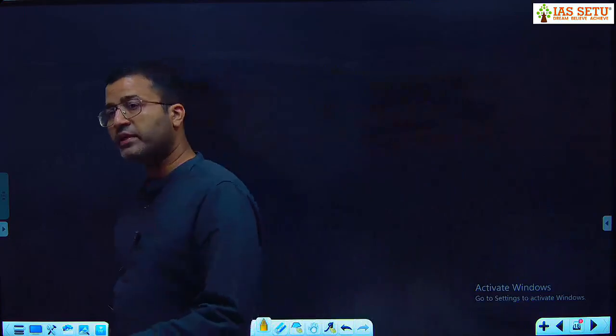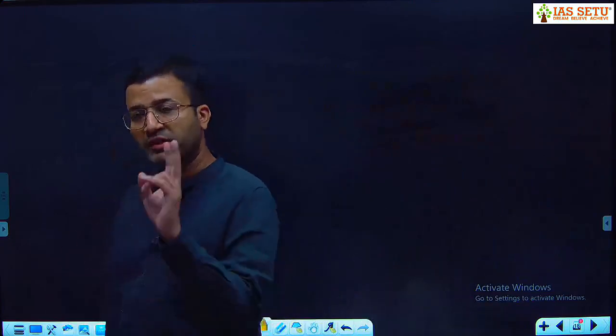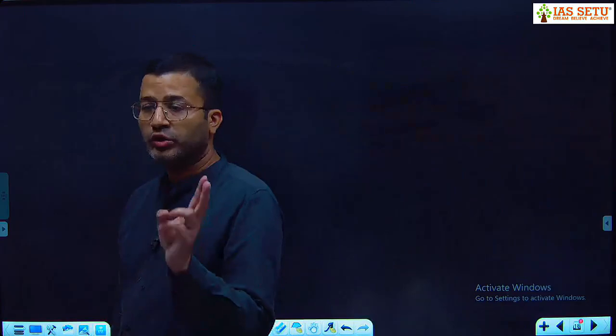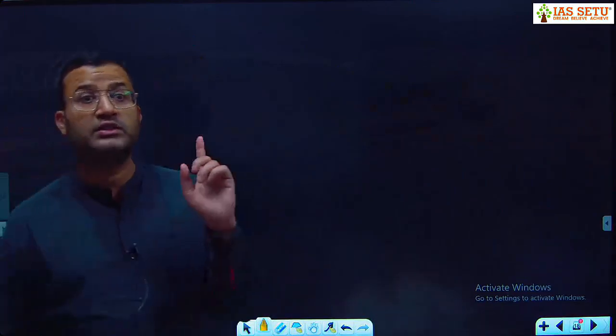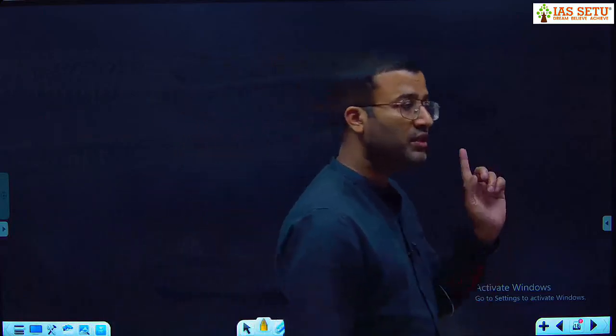This is applicable for all prime numbers. You can check how many 2's are there, how many 3's, how many 5's, how many 7's, how many 11's. So this shortcut is applicable for prime numbers.